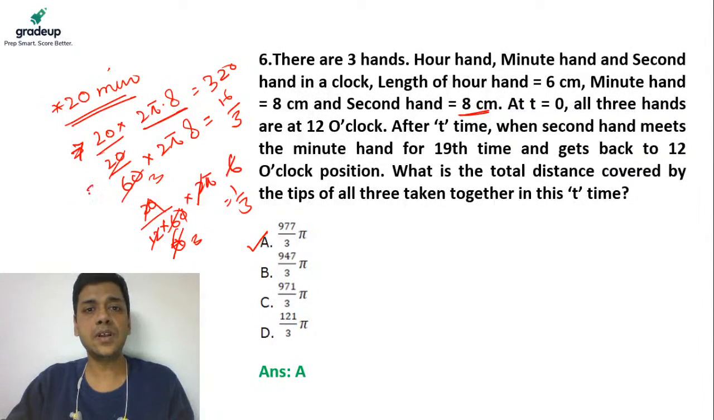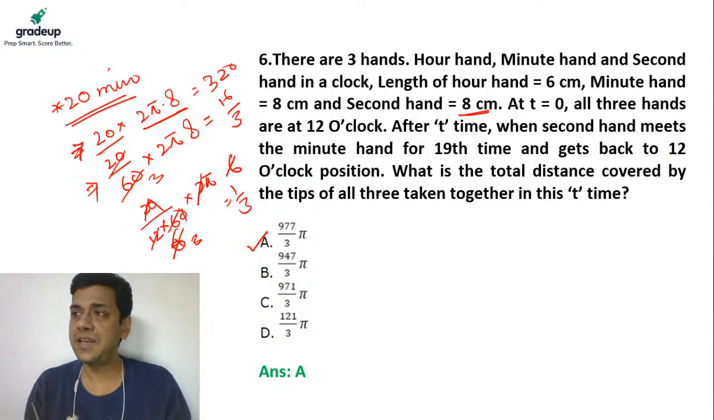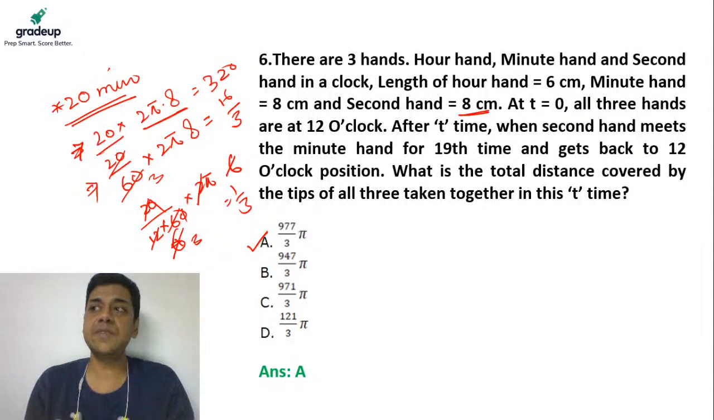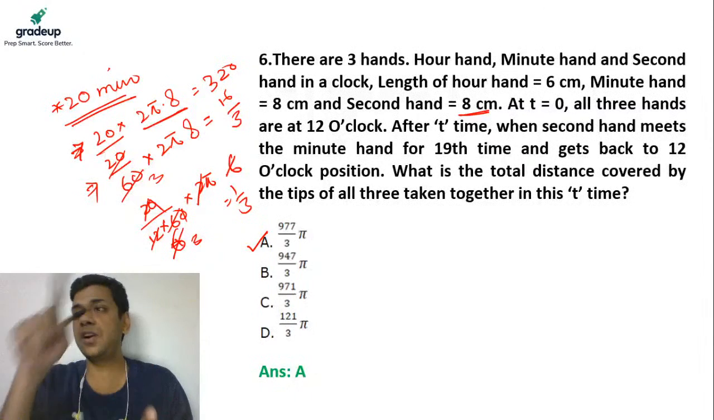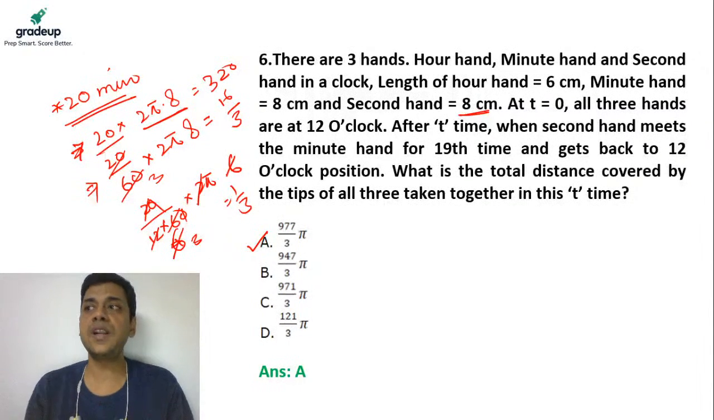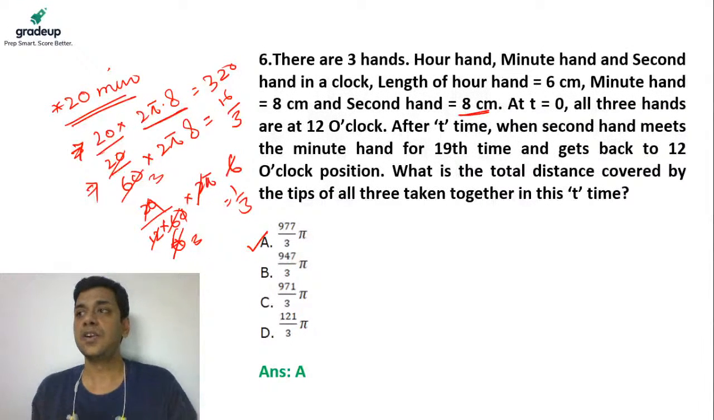Now talking about the minutes hand. The minutes hand makes one full round in 60 minutes. So give 60 minutes to the minutes hand, it will travel one full round. But we are giving only 20 minutes to the minutes hand. So how much will it travel in 20 minutes? 20 upon 60 into 2 pi r, which is 2 into pi into 8.